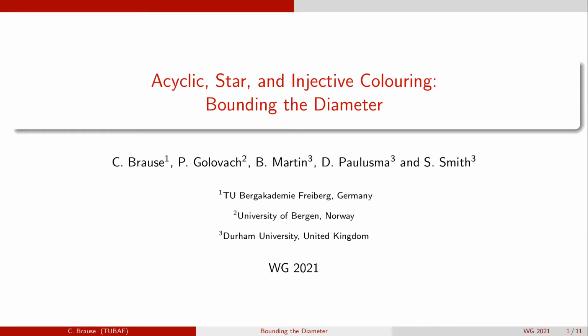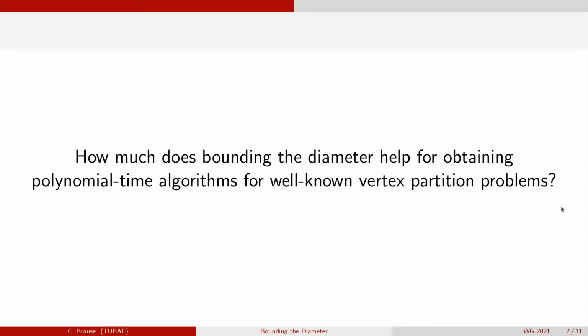Many graph theoretical problems are known to be NP-hard, and it's a natural way of increasing our understanding of these problems if we restrict the input. In our case, we are interested in bounding the diameter, and we ask the following question: how much does bounding the diameter help for obtaining some polynomial time algorithms for well-known vertex partition problems?